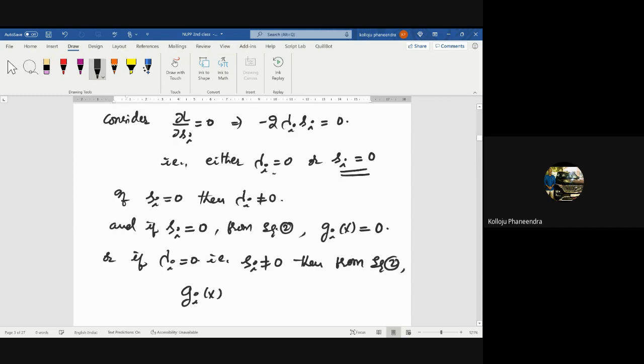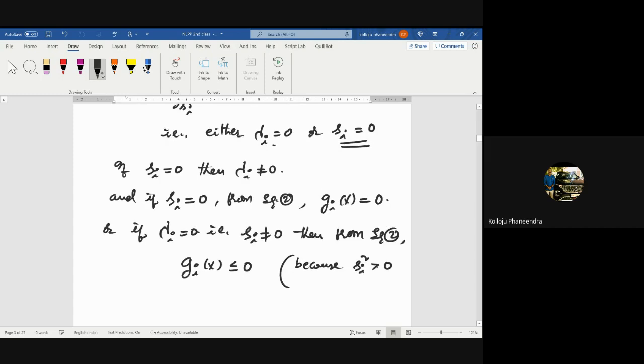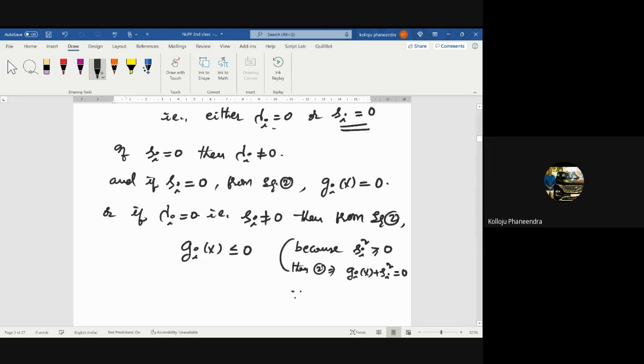g_i(x) must be less than or equal to 0. Got it? Because s_i square means positive, greater than or equal to 0. Then equation 2 is g_i(x) plus s_i square equal to 0. Since s_i square is greater than or equal to 0, to satisfy this equation g_i(x) must be less than or equal to 0. That is the idea. Once again, when lambda_i equal to 0, that means s_i not equal to 0, definitely s_i square is greater than or equal to 0.